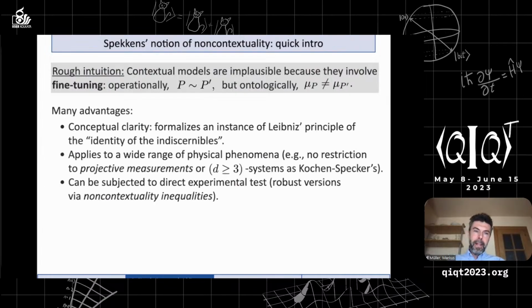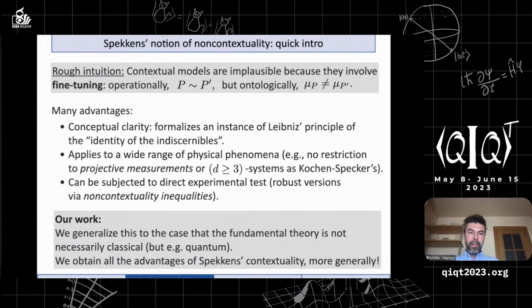This has a couple of advantages. I think it has this conceptual clarity to this principle. It formalizes essentially an instance of Leibniz's principle of the identity of indiscernibles, that things you cannot actually distinguish operationally should be identical ontologically. It applies to a wide range of physical phenomena. You don't need to restrict yourself to projective measurements or dimensions of systems larger than 3. You can do direct experimental tests with it, with non-contextuality inequalities, for example.